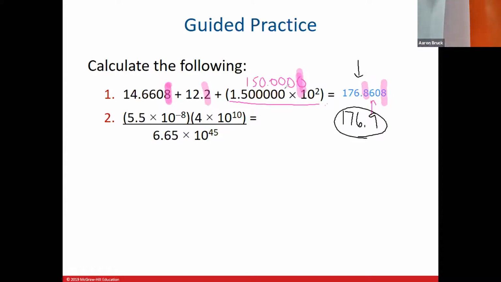In the second example, this one we've got to combine what we were talking about on Monday with our calculations. So I have 5.5 times 10 to the minus 8th multiplied by 4 times 10 to the 10th divided by 6.65 times 10 to the 45th.